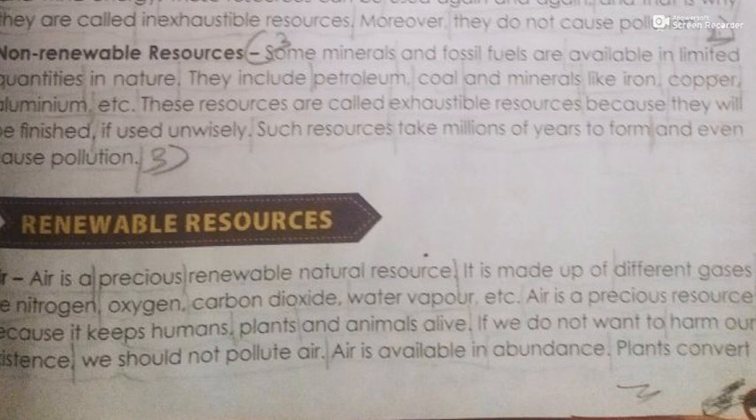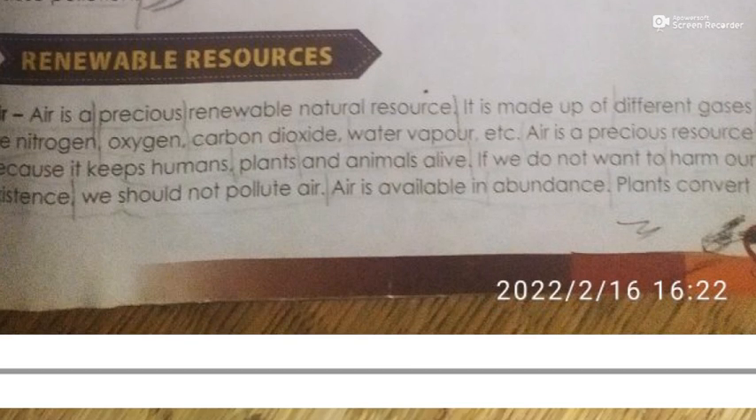We have two major resources. Classification: one is renewable, one is non-renewable. Renewable, we get in plenty from nature. Non-renewable, we get limited from nature. So we have to use these non-renewable resources very wisely and carefully, so that they can be saved for our next generations. Renewable resources, air. Air is a very precious renewable natural resource.